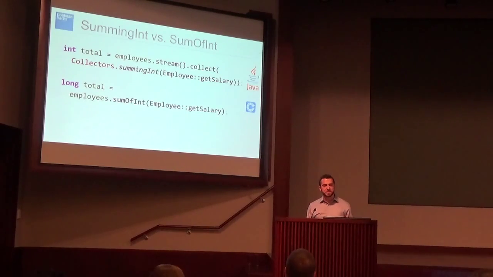It's probably a mistake for this summing int API to return an int, because it's very easy to overflow. It probably ought to have been a long. In JS collections, this pattern is just a named pattern, sum of int. It's right on all of the collections. So hopefully the readability points I made before are clear, and also the return type there is long.